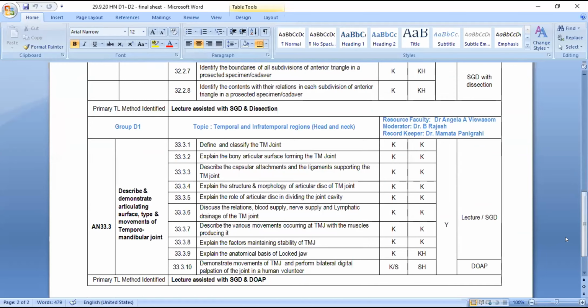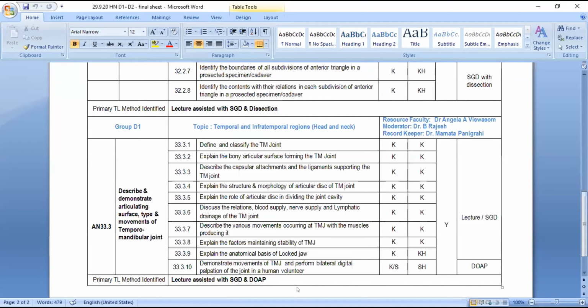3.6, discuss the relations, blood supply, nerve supply, and lymphatic drainage of the temporomandibular joint. 3.7, describe the various movements occurring at temporomandibular joints with the muscles producing them. 3.8, explain the factors maintaining stability of the temporomandibular joint. All these 8 SLOs come under domain knowledge and proficiency level knows. 3.9, explain the anatomical basis of locked jaw. Domain is knowledge and proficiency level is knows how.